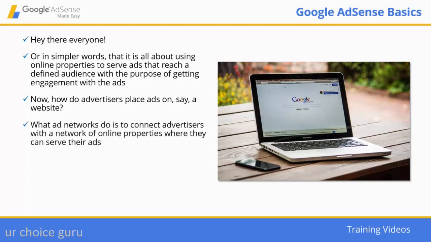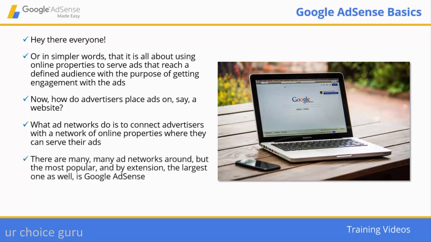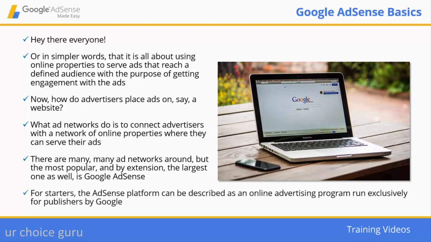What ad networks do is to connect advertisers with a network of online properties where they can serve their ads, as well as to add online properties to those networks through publishers and content creators. There are many ad networks around, but the most popular, and by extension the largest one as well, is Google AdSense. And because of that, it is an advertising platform full of unique features and peculiarities. For starters, the AdSense platform can be described as an online advertising program run exclusively for publishers by Google, which allows them to add their online properties to the Google network of content sites.